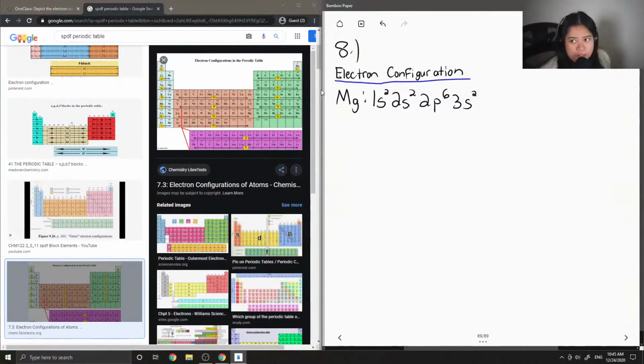So if we wanted to write this electron configuration in the shorthand way, using the noble gas, it would just be the noble gas that comes right before magnesium, which is neon. So I'm going to write neon in square brackets, and then 3s2. Okay, so this is the electron configuration.